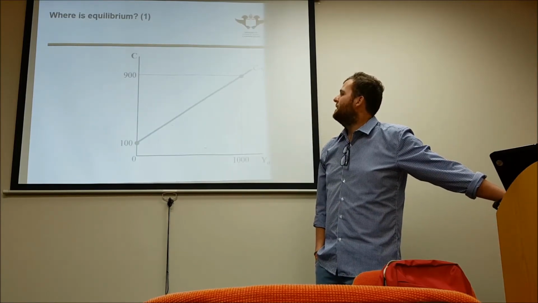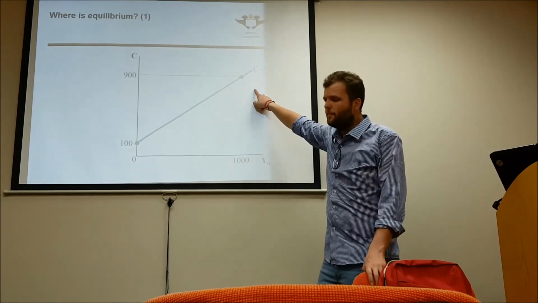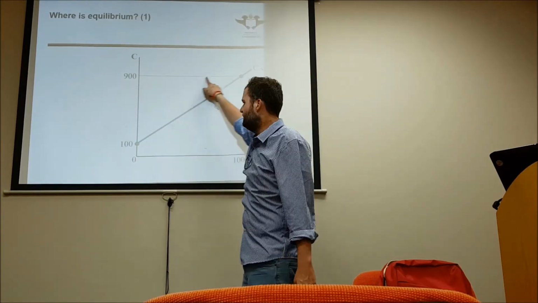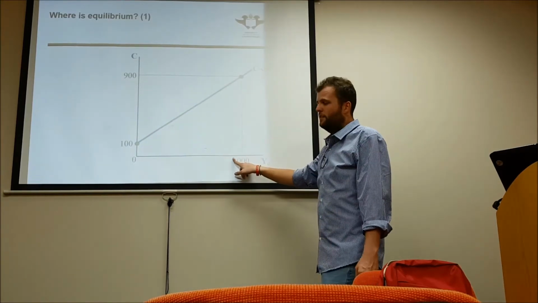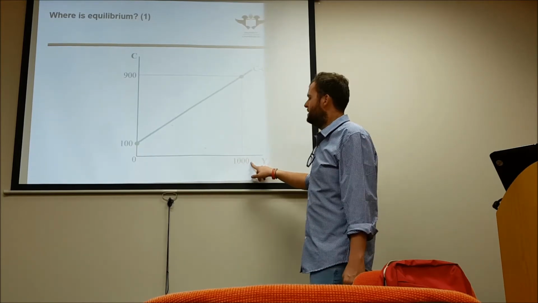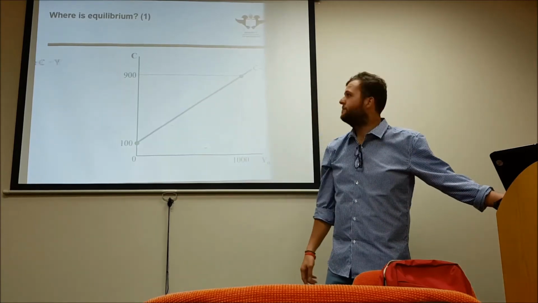And then where's equilibrium? There's equilibrium at this point. Again, remember what is consumed, 900, and what is getting in, 1,000. So you get 1,000 income, but you only spent 900.